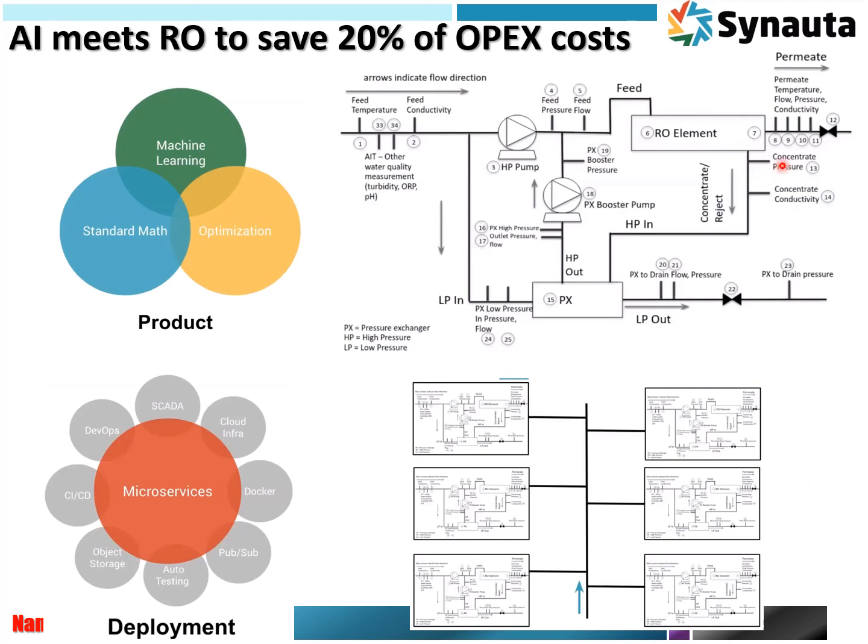Also, one company nowadays has developed artificial intelligence that can operate the reverse osmosis, which can save 20% of the OPEX. So Sinota, this is a Canadian company. What they are doing is that they try to utilize machine learning and optimization of the RO process, and standard mathematics can be incorporated. So this is their concept.